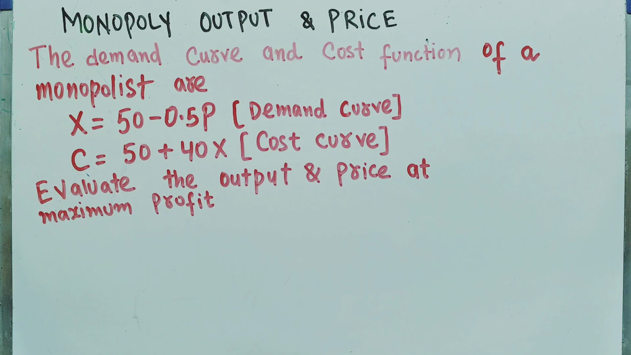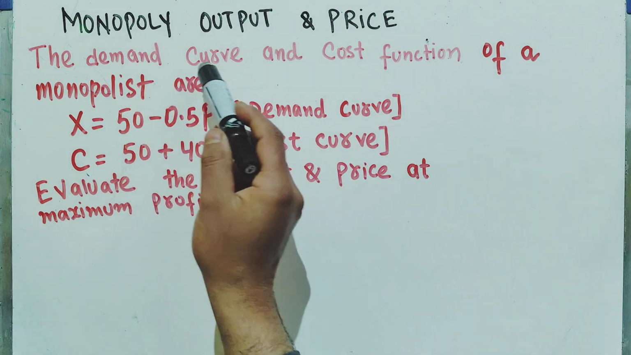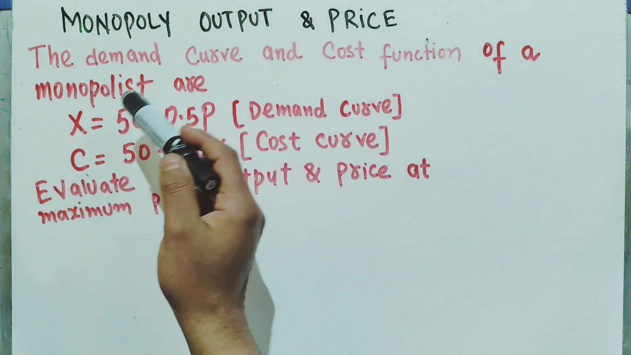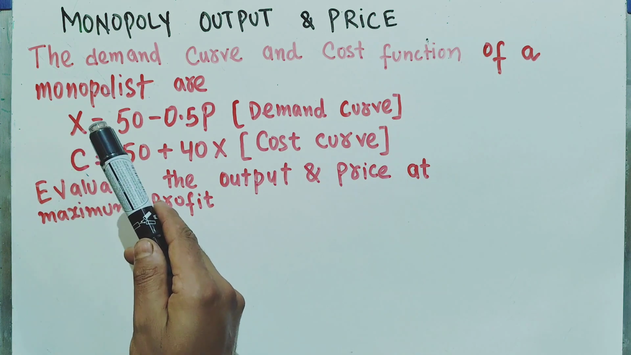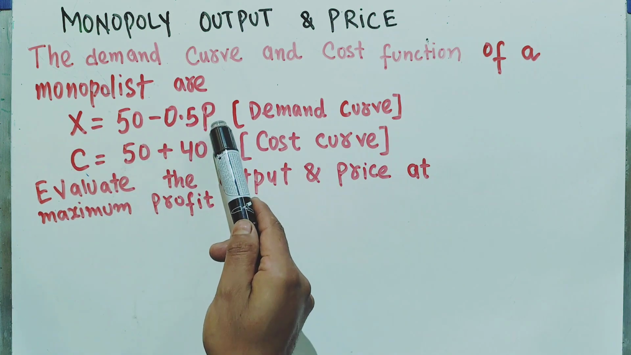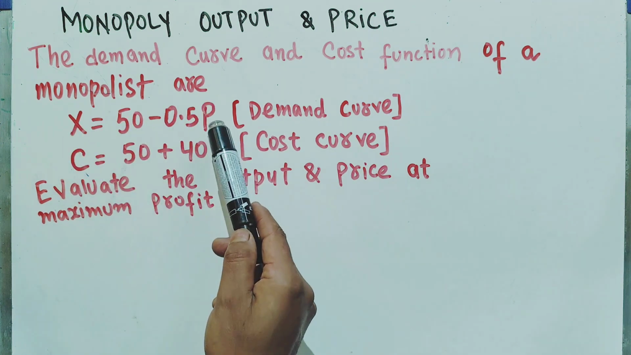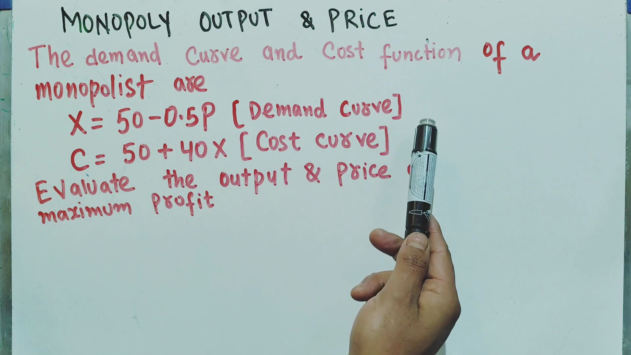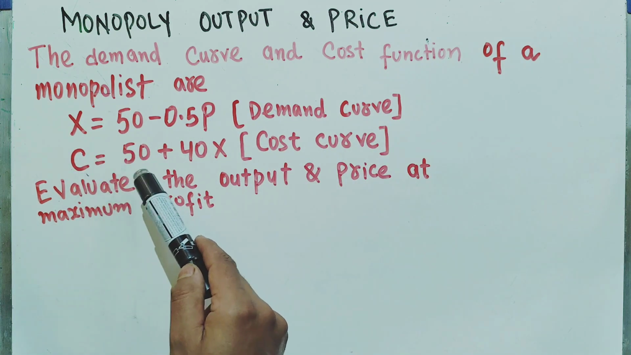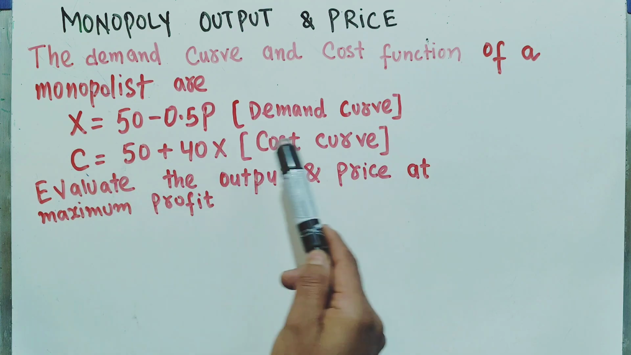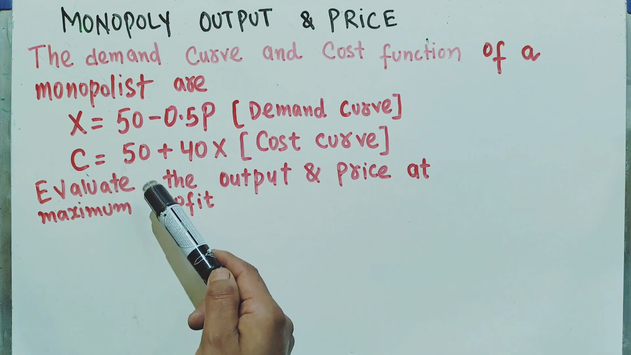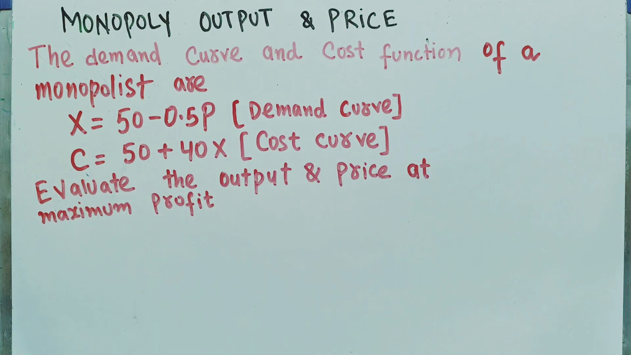In this video, we will learn how to find the monopoly output and price at profit maximization. The question is: the demand curve and cost function of a monopolist are x = 50 - 0.5p, where x is the output and p denotes the price, and this is our demand curve, and C = 50 + 40x. This is our cost curve.